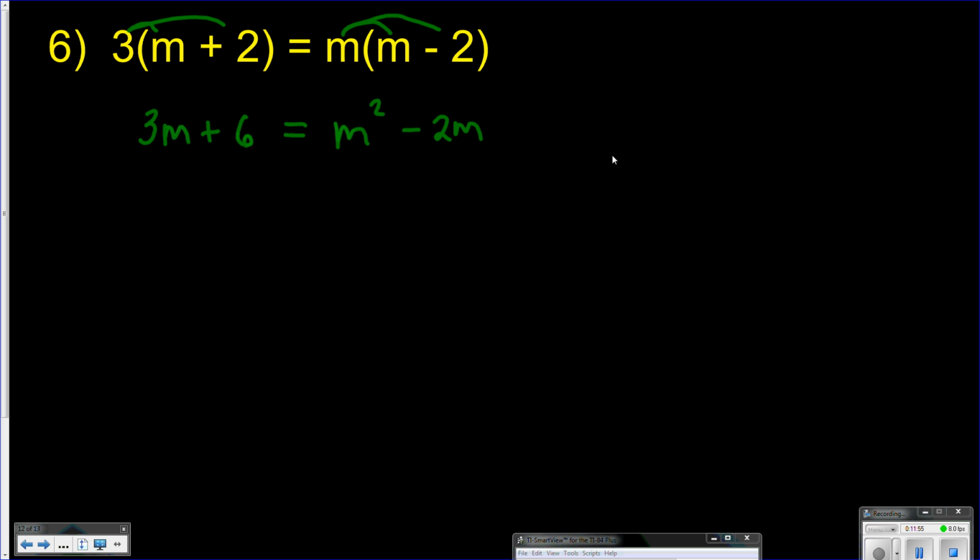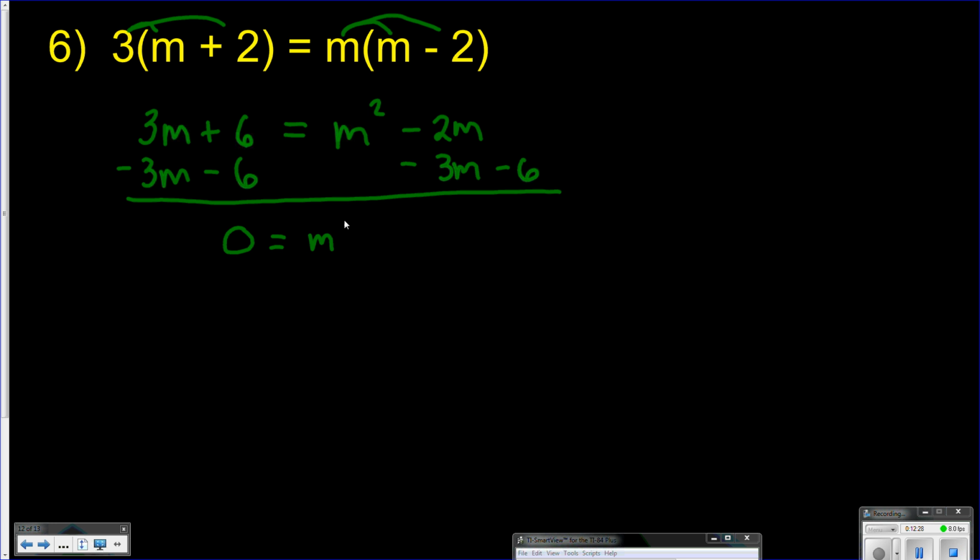Now we need to set it equal to 0. So because I have an m squared over here, I don't want to subtract it and move it over here. I want to move this side over to the right. So I'm going to subtract 3m. I'm also going to do this all in one step just to save time. I'm going to subtract 6 and subtract 6. So now my 0 ends up being on the left side. But I have 0 equals m squared minus 5m minus 6.